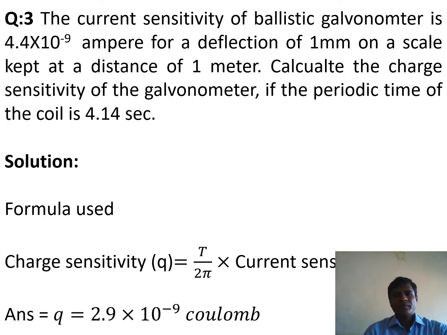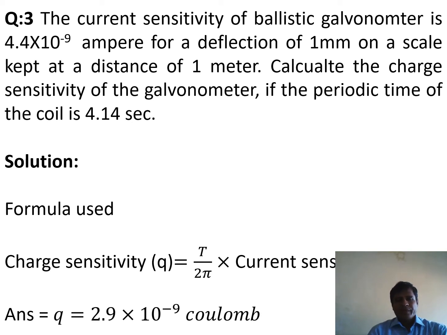Question number 3. The current sensitivity of ballistic galvanometer is 4.4 into 10 to the power minus 9 ampere for a deflection of 1 meter on a scale kept at a distance of 1 meter. Calculate the charge sensitivity of the galvanometer if the periodic time of the coil is 4.14 seconds.